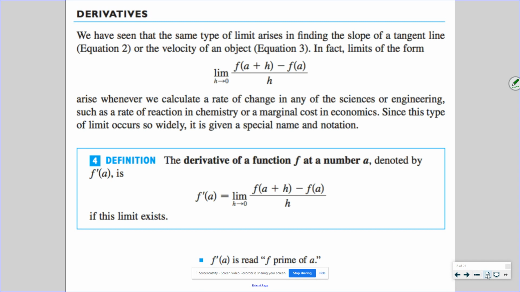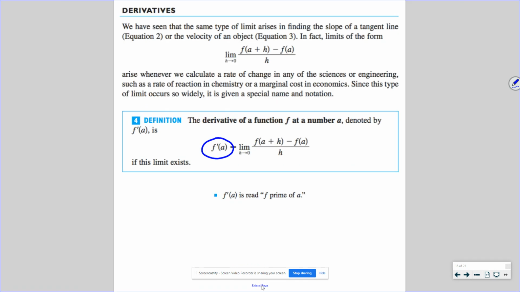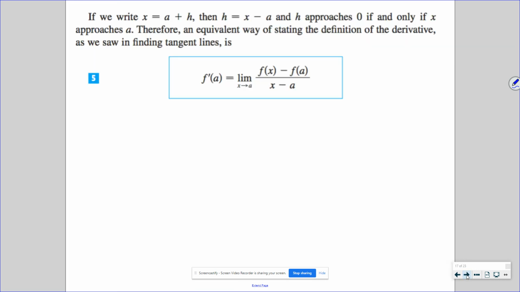And so a derivative, I want you to get used to the notation first. It's f with an apostrophe sign and then some kind of number or letter in parentheses. You would read this as f prime of a. Okay? And when I say, find the derivative of the function at 2, I mean to do the limit definition just like we've been doing for the last few examples.